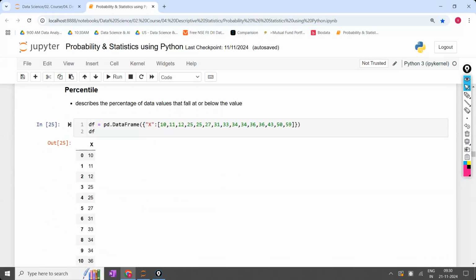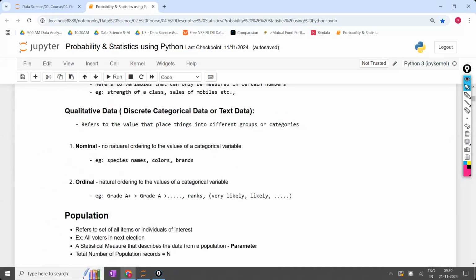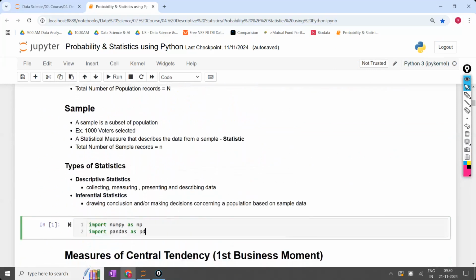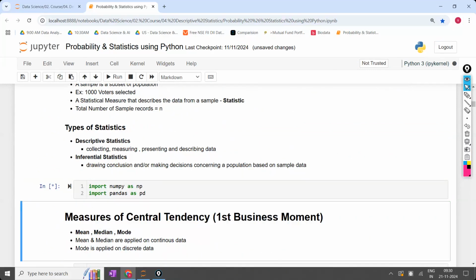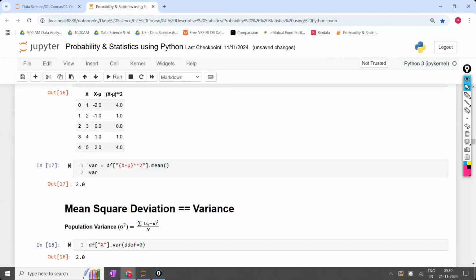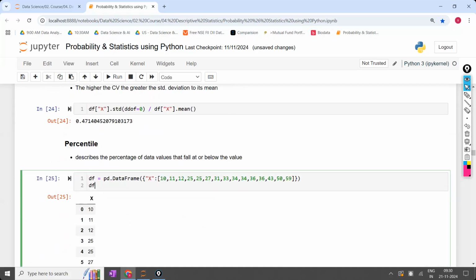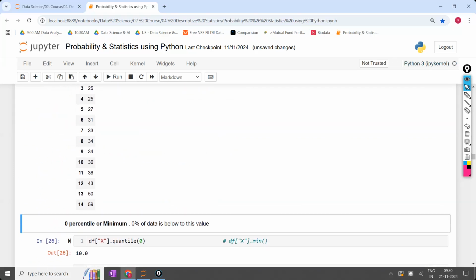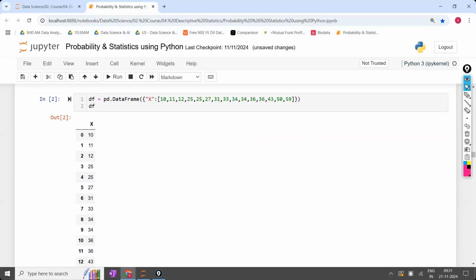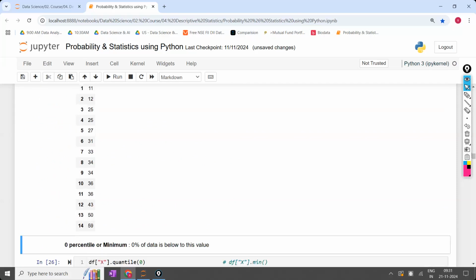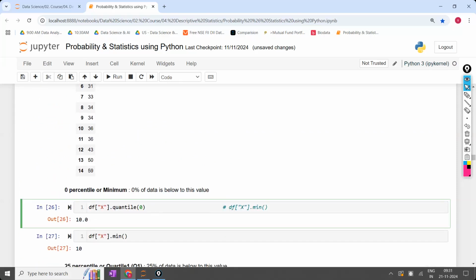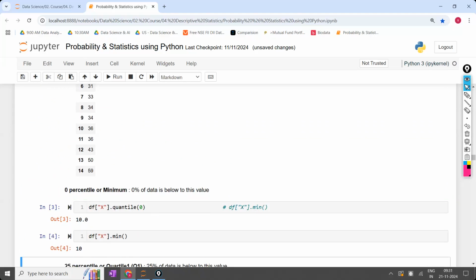Now, what is percentile? Here, what data am I having? Just let me execute one more time. Percentile is nothing but how much percentage of data is below you. Now, quantile of 0 will give you the 0 percentile value, that is the minimum value, or df of x dot min also will give the minimum value.